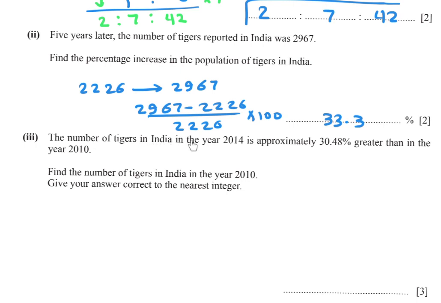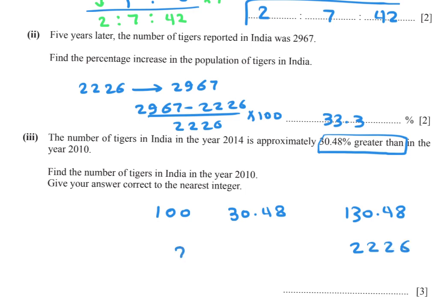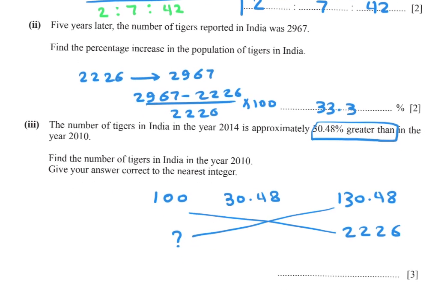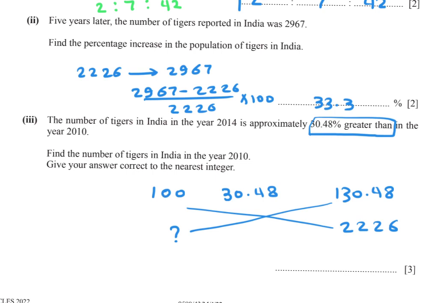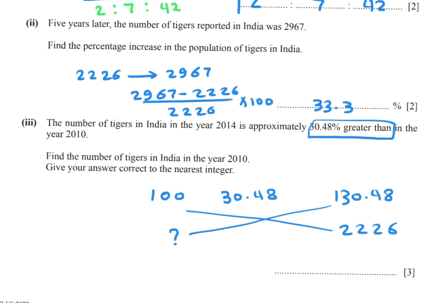Part iii. The number of tigers in India in the year 2014 is approximately 30.48% greater than in 2010. Find the number of tigers in India in the year 2010. Give your answer correct to the nearest integer. Because it is a 30.48% increase, this means the original in 2010 was 100 and the increase is 30.48, so 130.48. In 2014, the number from the table is 2,226. Now we can find the number in 2010 by cross multiplying: 2,226 multiplied by 100, divided by 130.48. The answer is 1,706 to the nearest integer.